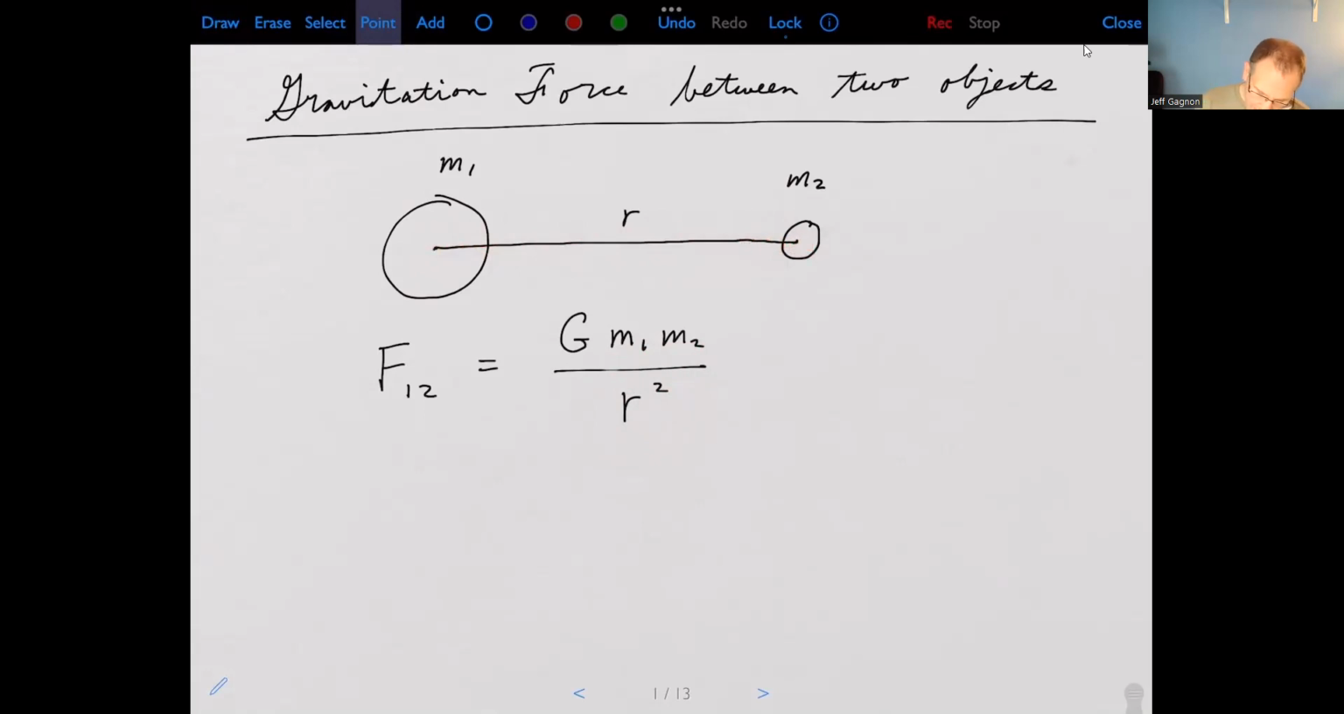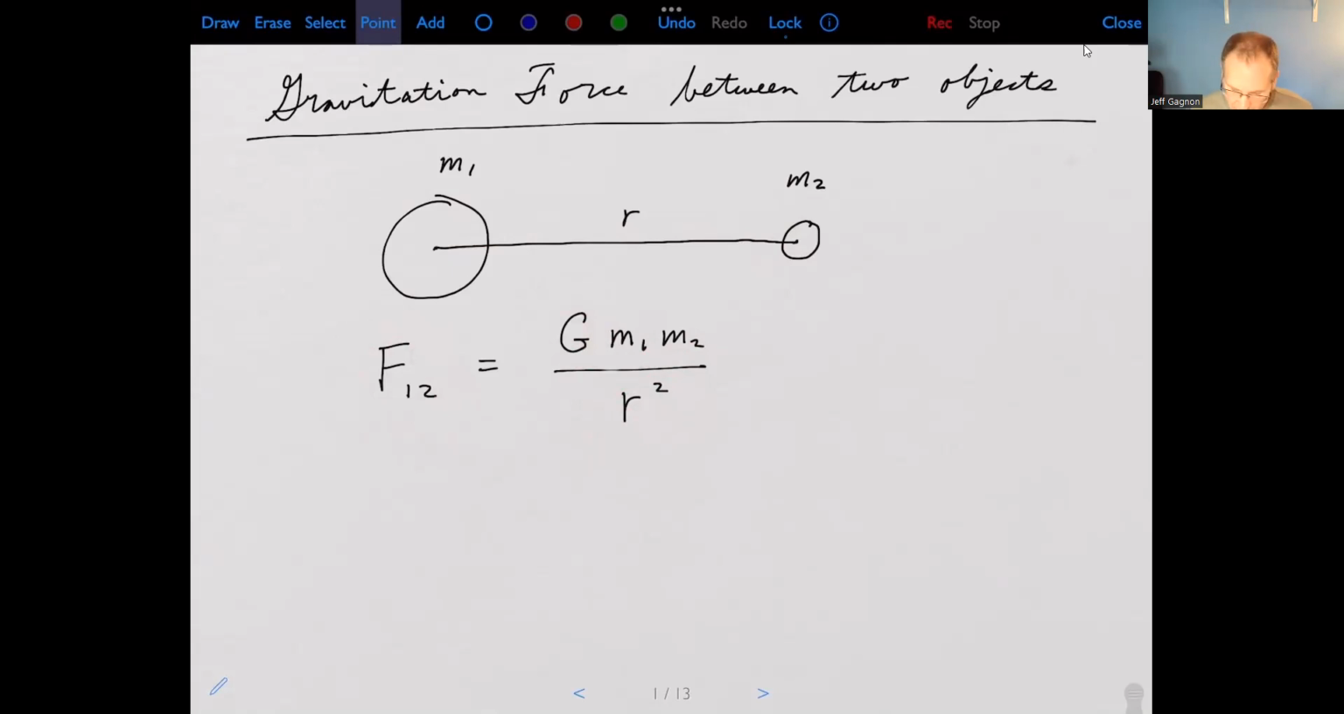So you can sort of see here, if the masses are larger, the force is going to be larger. If the distance between them is larger, then that's going to make the force smaller, right? So it depends on the masses and depends on that distance. And then this is just a constant G, which I'll give to you in a few minutes.